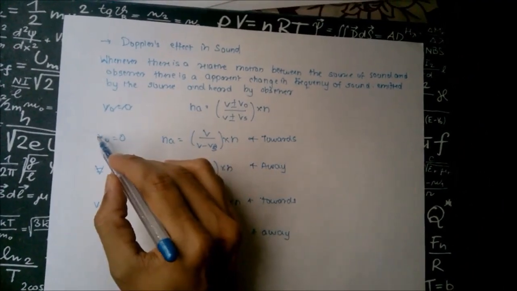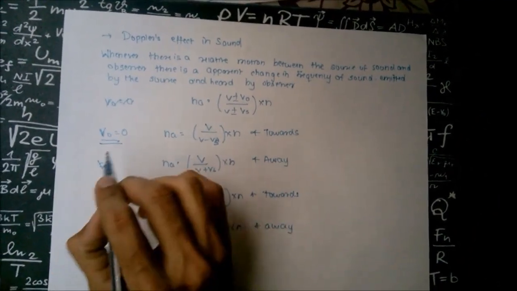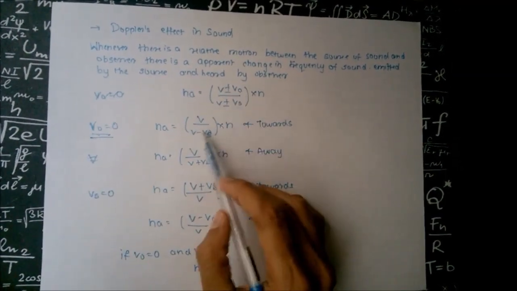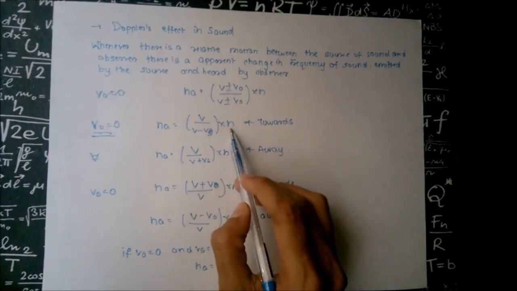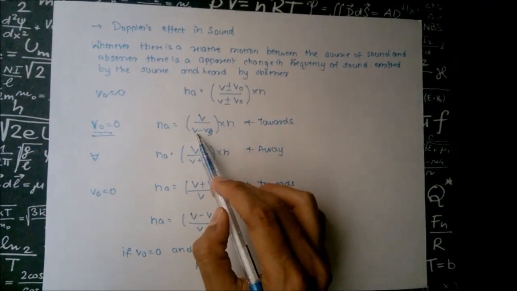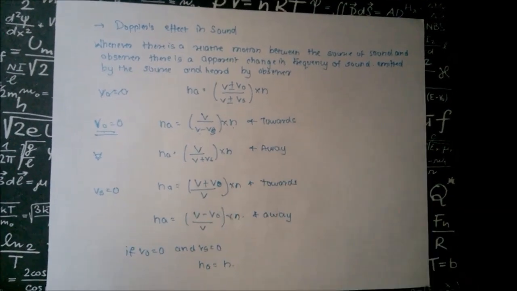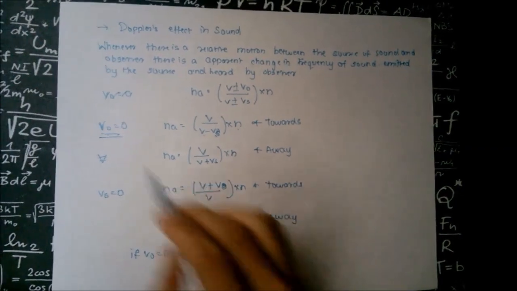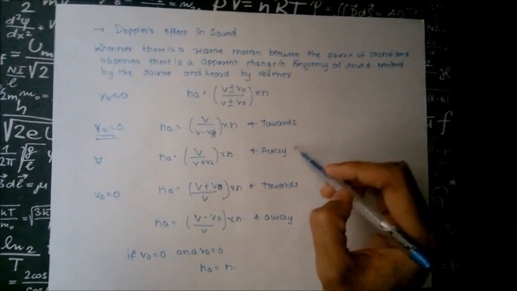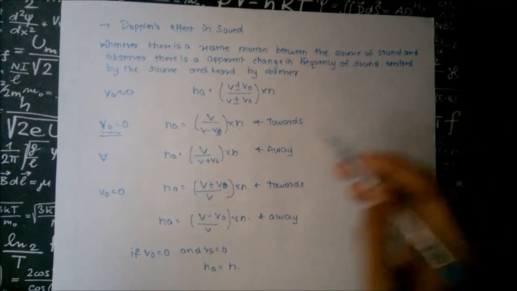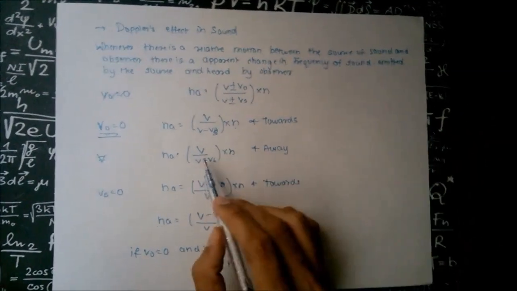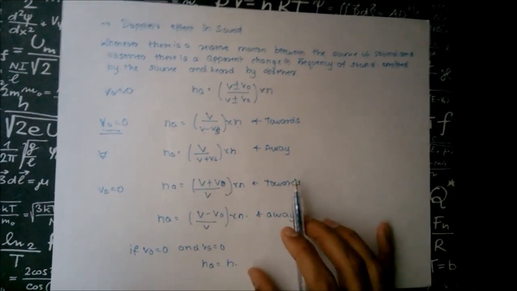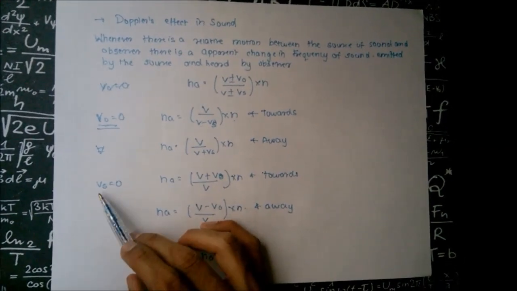Okay, now firstly we have V naught equals 0, that is, the observer is at rest. So the velocity of the observer becomes 0, and we get V upon (V minus Vs) multiplied by N. That minus sign comes when the observer is at rest and the source is moving towards the observer. If the source is moving away from the observer, then the equation becomes Na equals V upon (V plus Vs) multiplied by N.